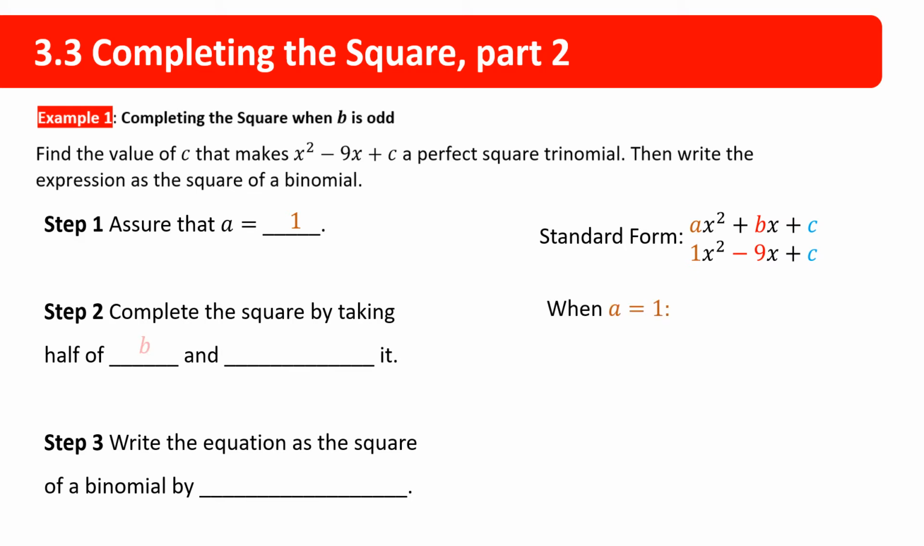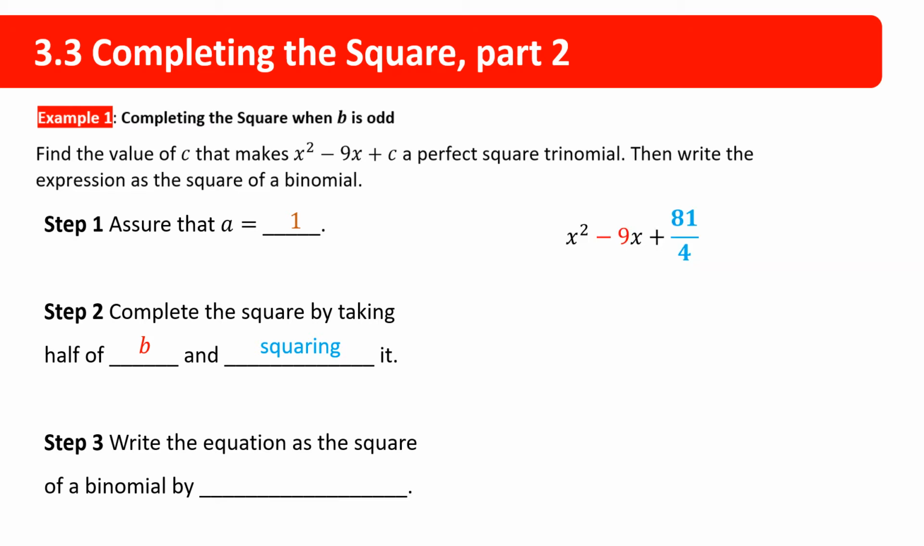We take half of b and we square it. So we set ourselves up, what is the b? Negative 9, and half of negative 9 squared is 81 fourths. Notice the negative 9 is still going to be inside those parentheses. It's going to come into play in just a moment. Now we write our trinomial as x squared minus 9x plus 81 fourths.